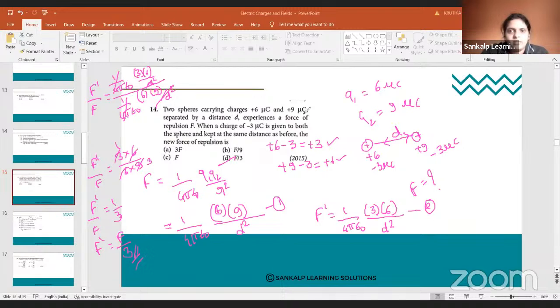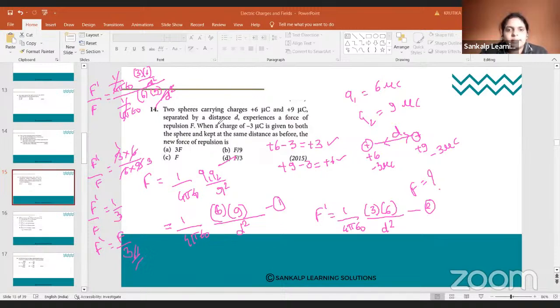So 9 students have replied AD. So it is option D, that is F divided by 3. Yes, is it clear, students?